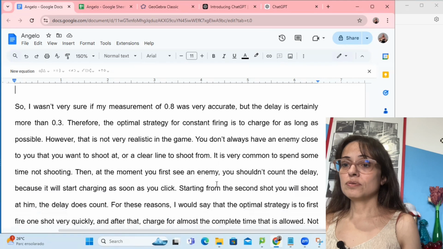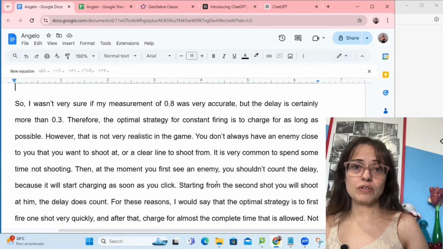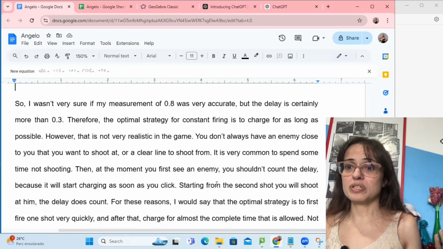And now here's a final reflection paragraph. Remember how my 0.8 measurement for the delay was not very precise at all?